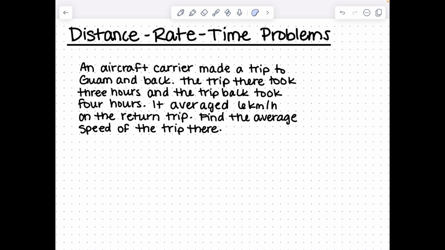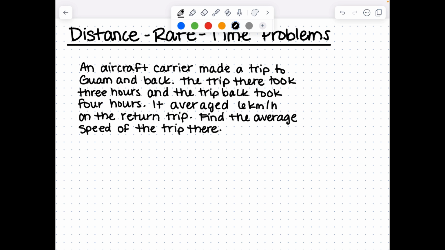So here's a very common type of distance, rate, time problem. We have an aircraft carrier making a trip to Guam and back. The trip there took 3 hours, and the trip back took 4 hours. And this aircraft carrier averaged 6 kilometers per hour on the return trip. Find the average speed of the trip there.